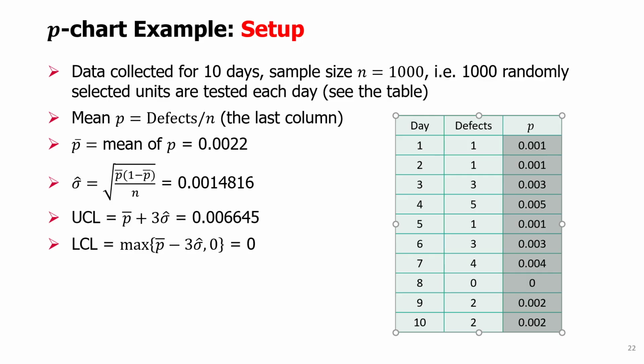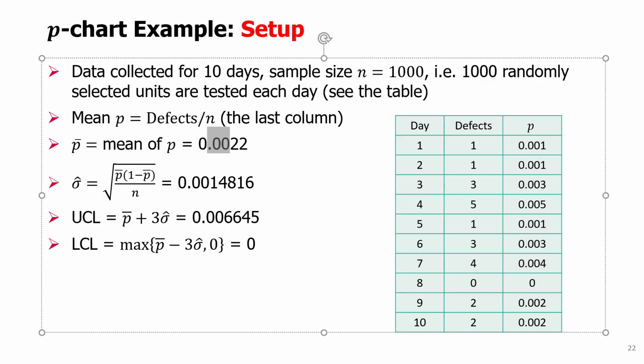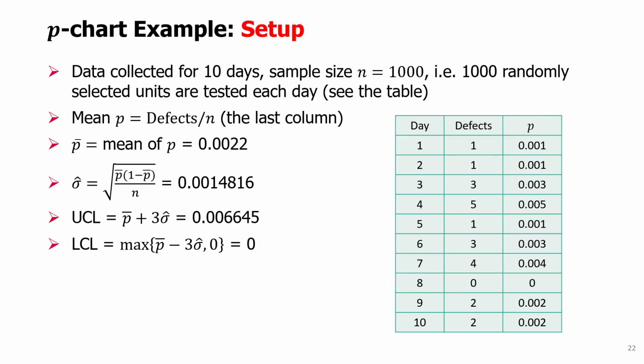We can then calculate the mean over those 10 days. The mean value here is 0.0022, and the standard deviation, which again can be calculated as the square root of P bar times 1 minus P bar divided by N, is this. So we can now calculate the upper control limit, adding 3 standard deviation estimations, or subtracting, but when we subtract 3 of those values, we actually are below 0. So we just take 0 in this example.